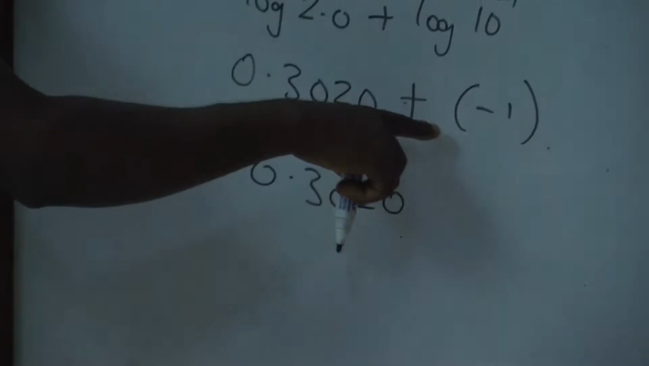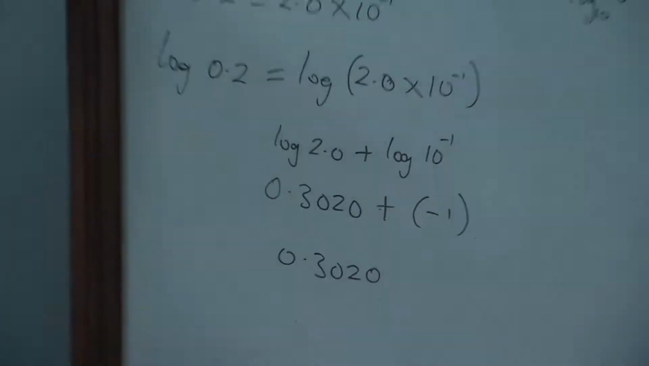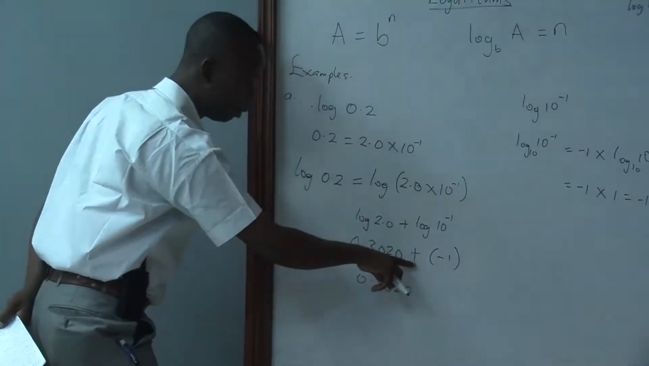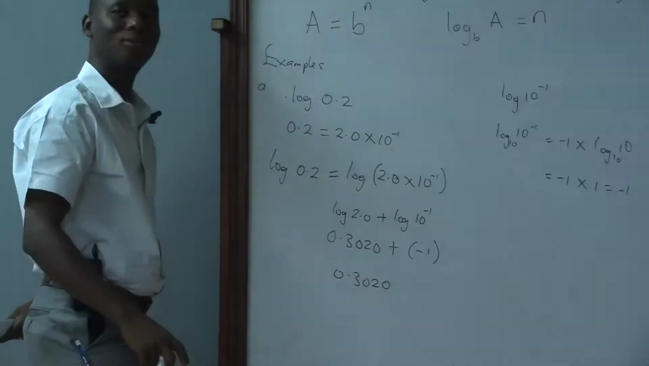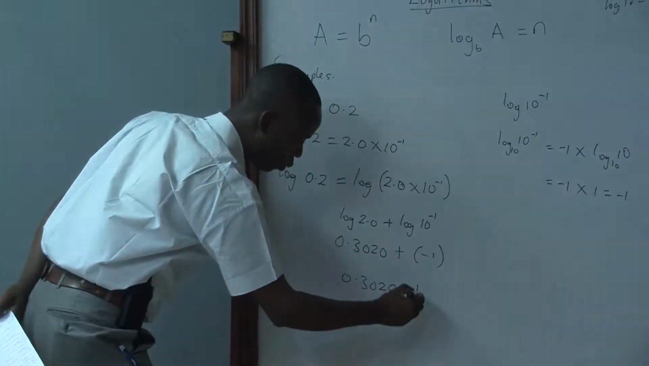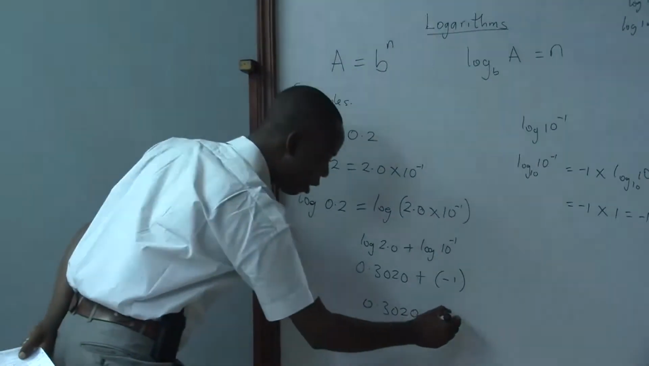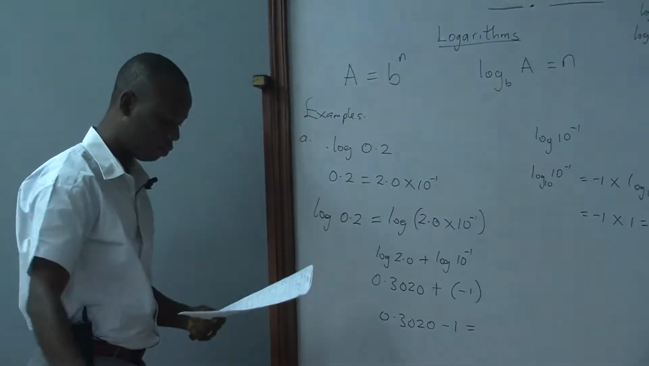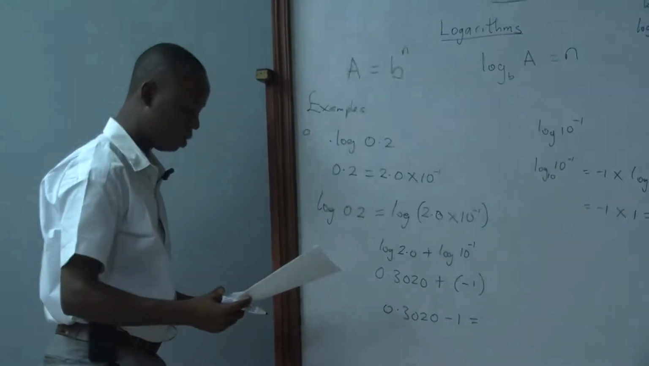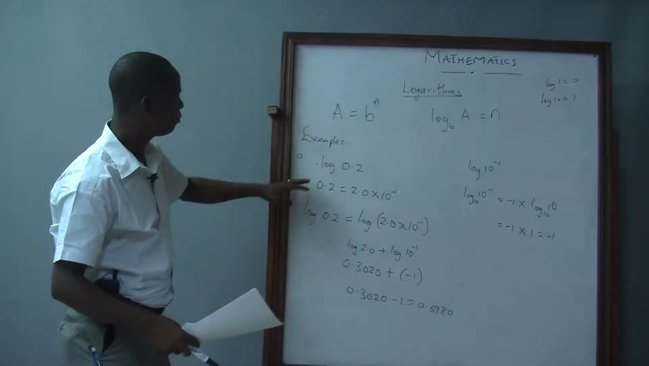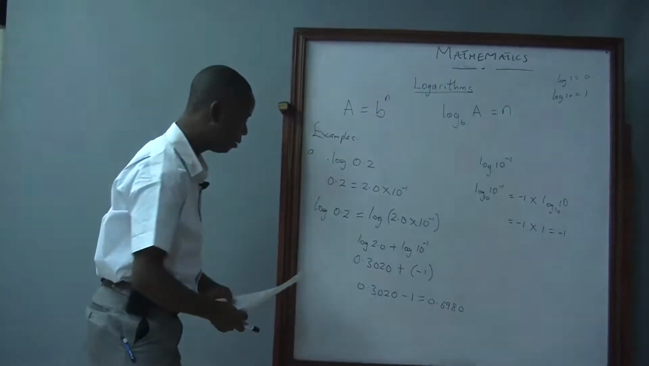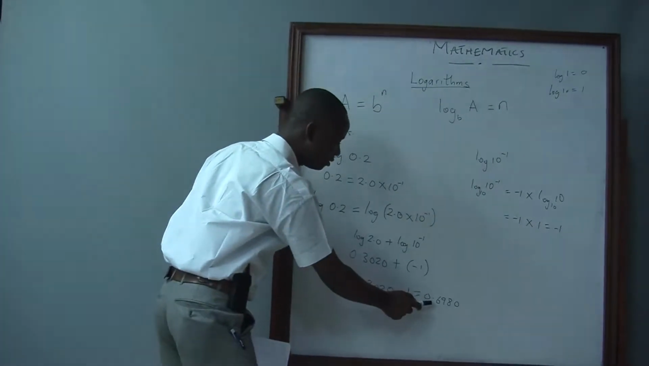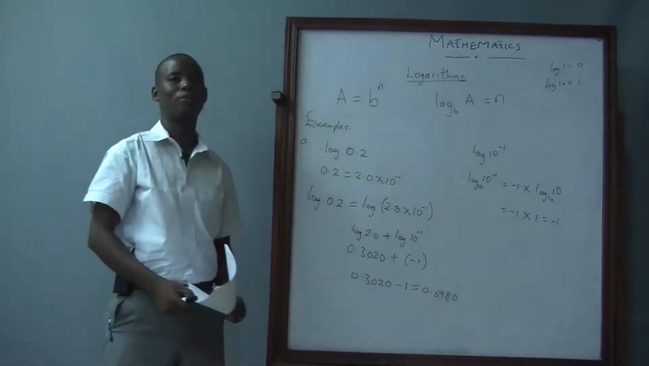So we have 0.3020. We need to remove this bracket. The bracket there is multiplication, and it multiplies the signs: plus times minus will be minus 1. So our value here now is that we are subtracting 1 from this, and the result we get will be our final result. Finding log 0.2, we subtract this 1 from here, and our result will be 0.6980.